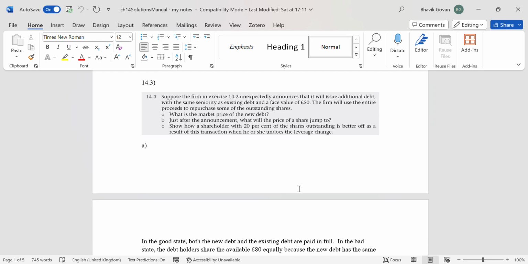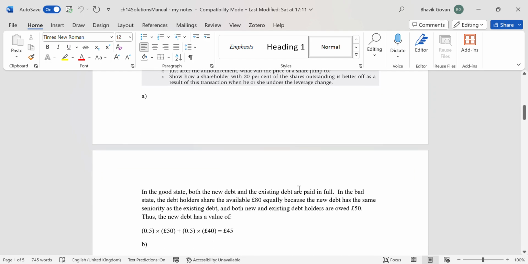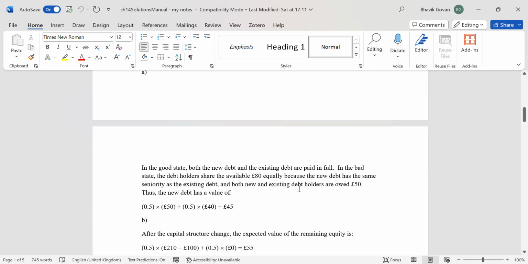So the firm will use the entire proceeds to repurchase some of the outstanding shares. Part A, what is the market price of the new debt? So if you remember from 14.2, in the good state, both the new debt and the existing debt are paid in full. In the bad state, debt holders share the available £80 equally because the new debt has the same seniority as the existing debt, and both the new debt and the existing debt holders are owed £50.